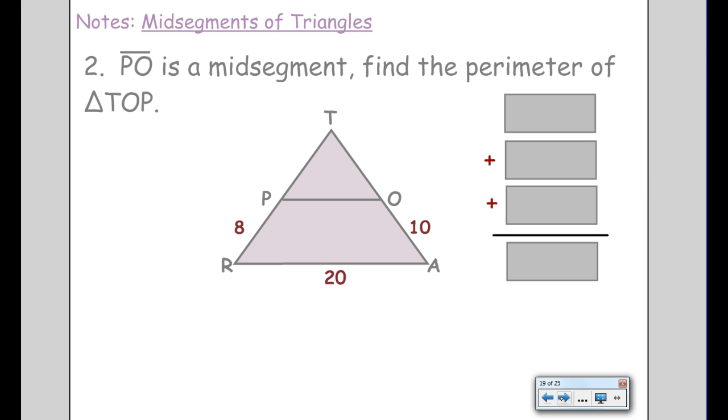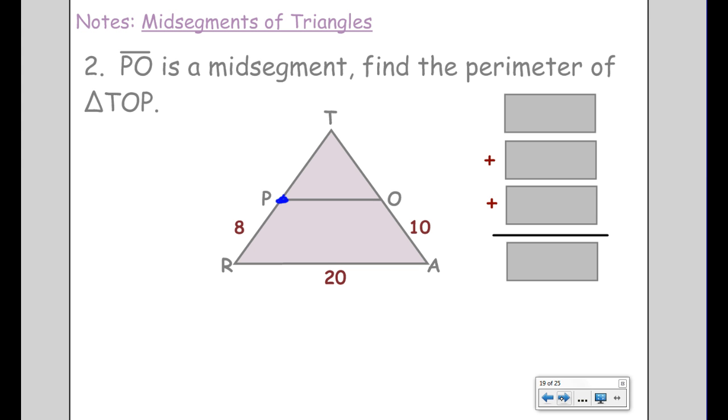PQ is a midsegment. Find the perimeter of the triangle. You know what perimeter means, right? You add up the sides. So first you have to find the sides, and then you'll be able to add up the sides. Well, so we know if PQ is a midsegment, then P is a midpoint.